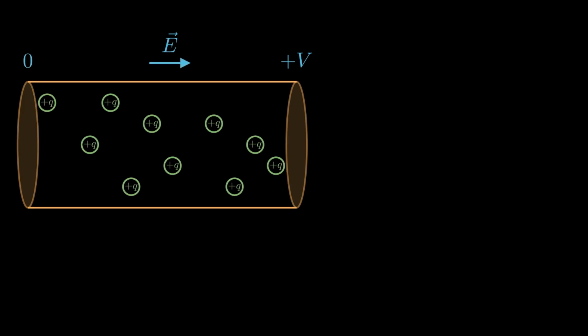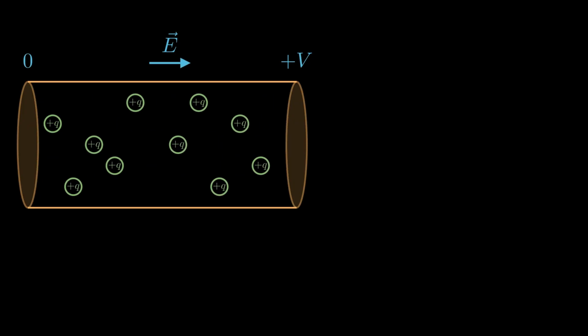First, we would like to take a closer look at the conductor. Assume that there are only positive charge carriers with a charge plus Q inside the conductor. Since there's a voltage across the conductor, an electric field will be generated. Let's say this electric field is pointing to the right. Then the charge carriers will feel a force and start moving to the right.